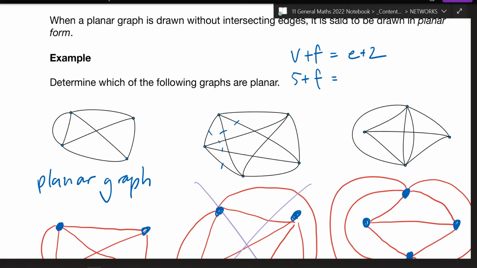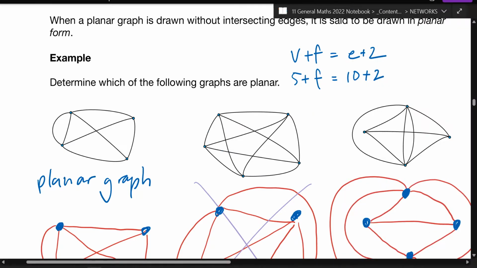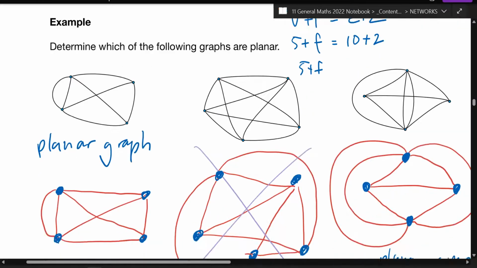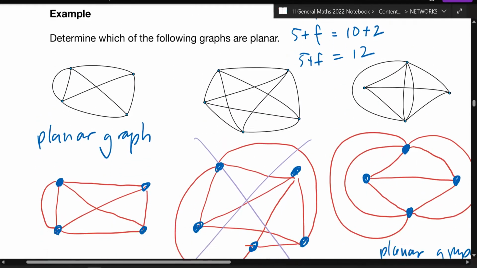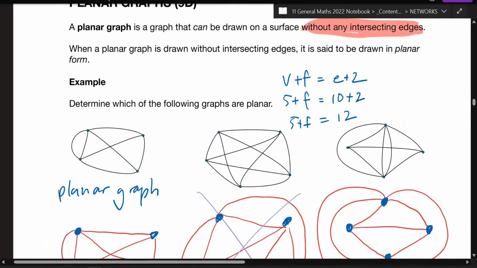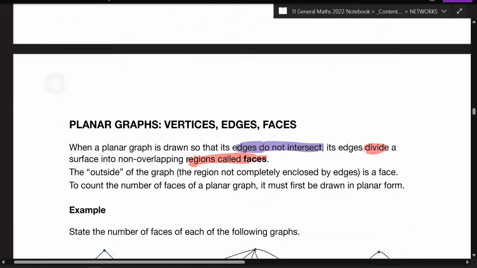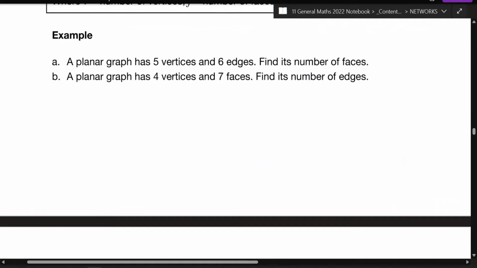This is going to be confusing. 6, 7, 8, 9, 10. There's 10 edges plus 2. Now, let's solve this. What's 5 plus F? Actually, according to this, I don't think it works. It's 12. It'll be 7 faces according to this. But if we tried to draw a planar, it wouldn't work. Okay, I'm going to leave it at that for now, just so I don't confuse you guys. Let's just use the formula.